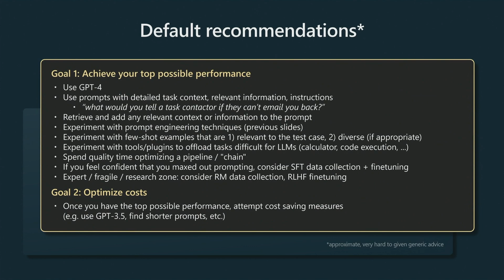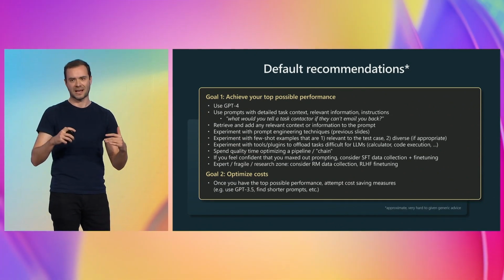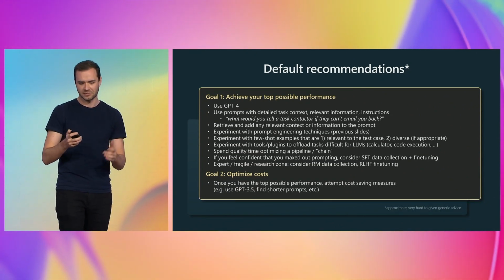Finally, if you think you've squeezed out prompt engineering, which I think you should stick with for a while, look at potentially fine-tuning a model to your application, but expect this to be a lot slower and more involved. And then there's an expert fragile research zone here, and I would say that is RLHF, which currently does work a bit better than SFT if you can get it to work. But again, this is pretty involved, I would say. And to optimize your costs, try to explore lower capacity models or shorter prompts and so on.